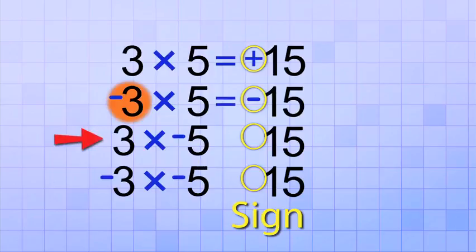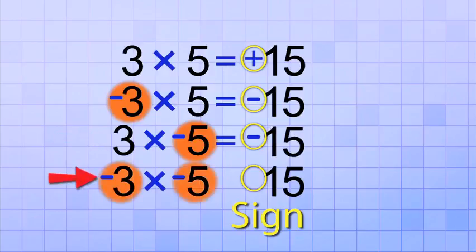In the third problem, we also have just one negative factor, which means that our answer will also be negative 15. And in the fourth problem, we have two negative factors being multiplied. That's an even number of negative factors, so they'll balance each other out, they'll switch and switch back, and they'll give us an answer of positive 15.